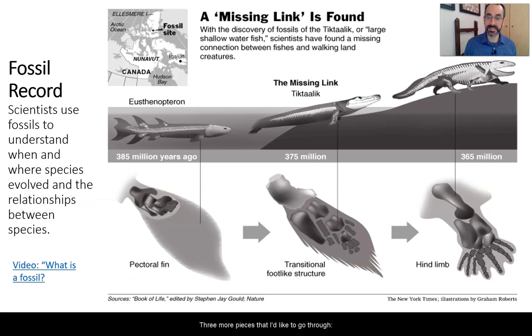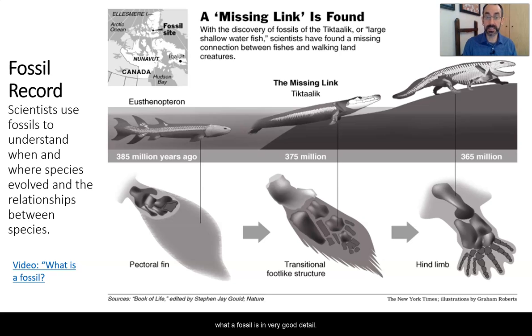Two more pieces that I'd like to go through. Three more, sorry. The fossil record, another strong piece of evidence, another early piece of evidence that we use to support the theory of evolution by natural selection. Fossils, and there's a video link here too that should be on Schoology, but is also in this PowerPoint, that explains what a fossil is in very good detail.